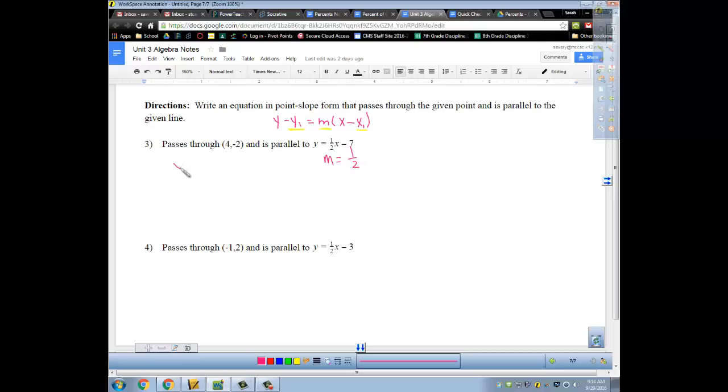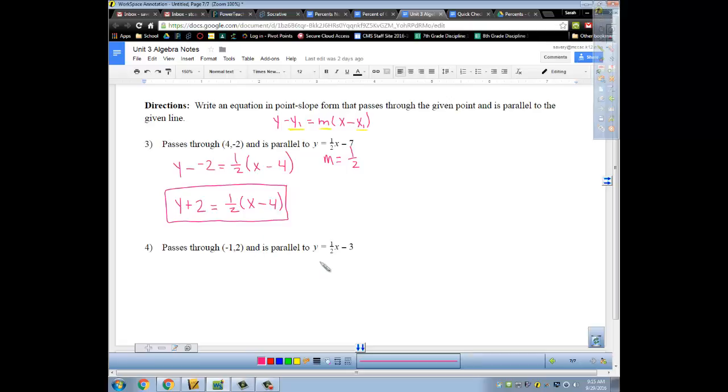So when I plug in my numbers, I get y minus my y value, which is -2, equals your slope 1/2 times x minus your x value, which was 4. Now, as a reminder, since we want it to stay in point slope form, the only simplifying we're going to do is if you have a double negative. So this can also be written as y + 2 = 1/2(x - 4). So that is your final answer in point slope form.